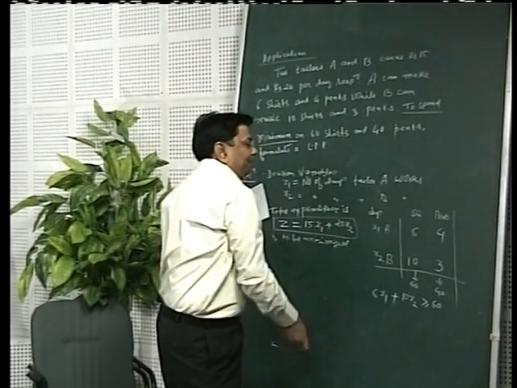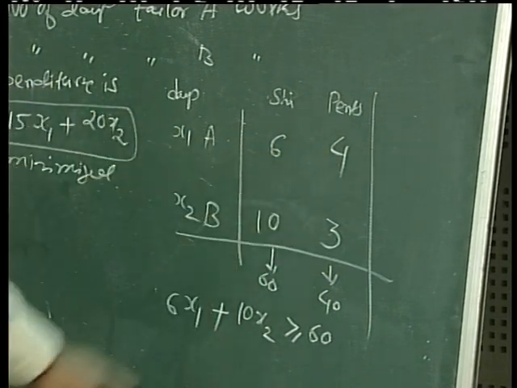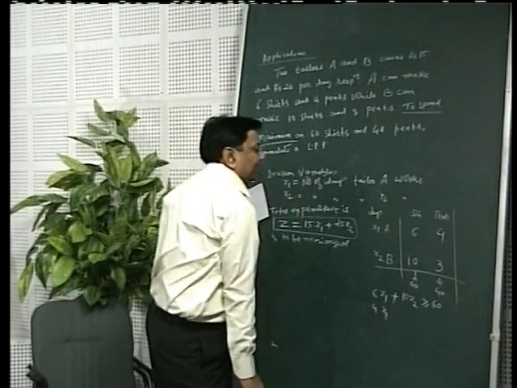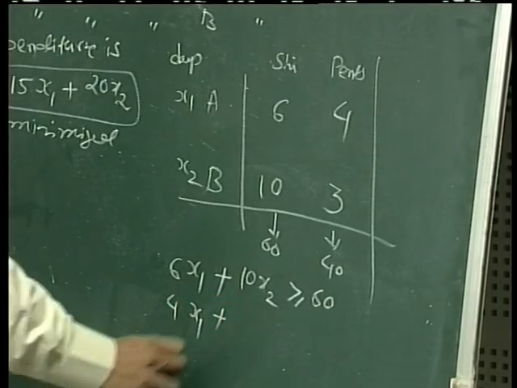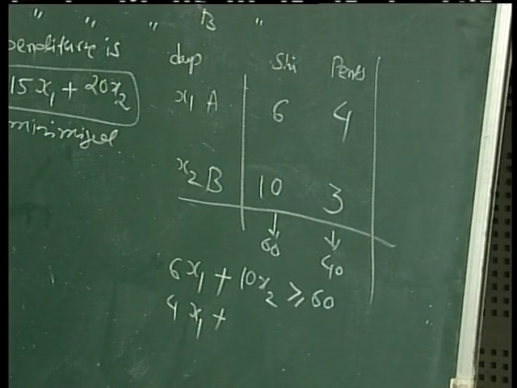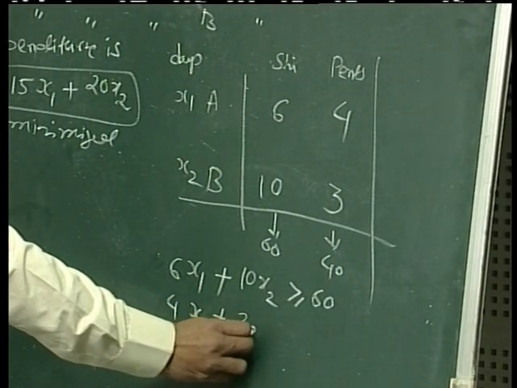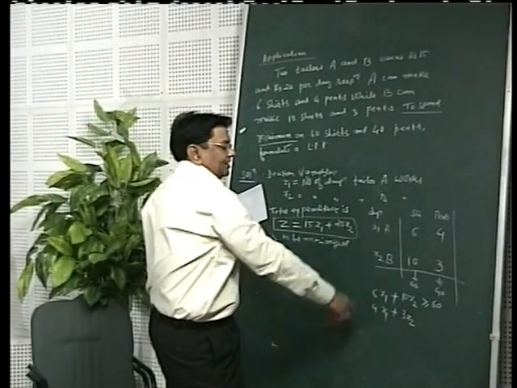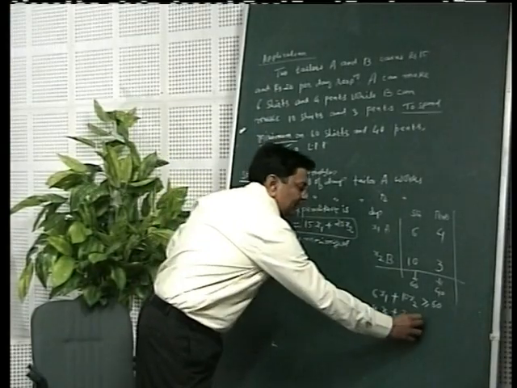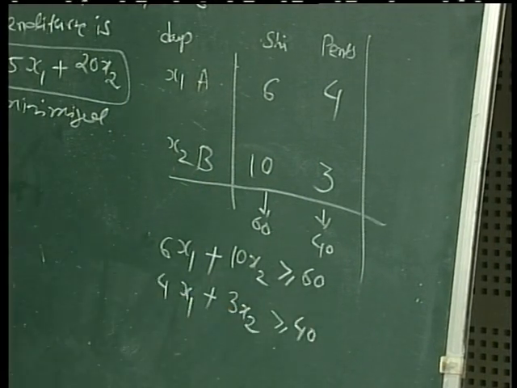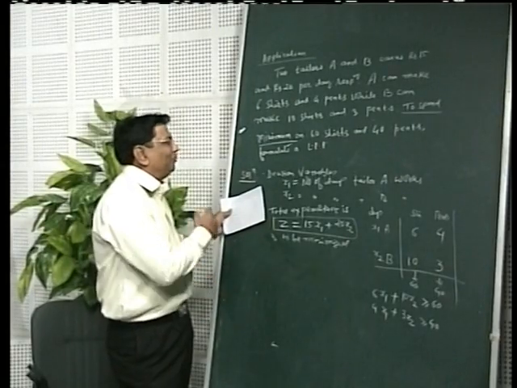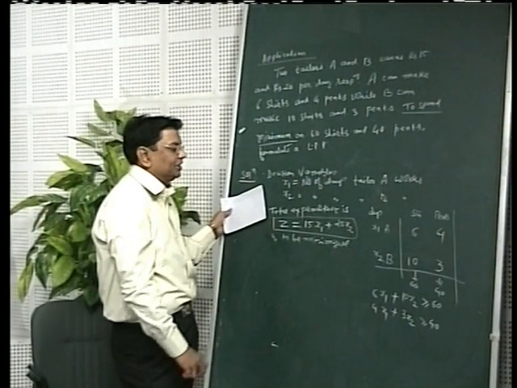With regards to the pants, one day gives 4 pants. So x1 days will give us 4 times x1 number of pants, and then plus, one day gives 3 pants, so x2 days will generate 3 times x2 number of pants. The number of pants is restricted to be a minimum of 40, so this is greater than or equal to 40. So we get the second constraint ready, describing the minimum requirement for the number of pants. First was for the shirts.